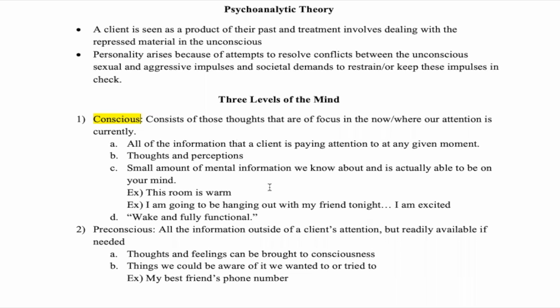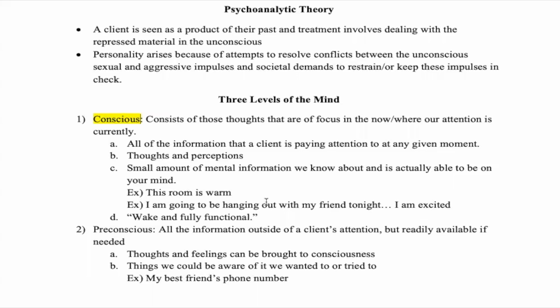So an easy way to think about the conscious level of the mind is that you're awake and fully functioning, because if somebody is conscious, they are able to be aware of what's going on. When they're unconscious, they're asleep and not functioning in the best way they can. So conscious is whatever you are able to interact with around you at this given moment.